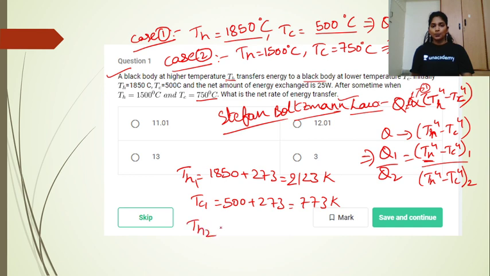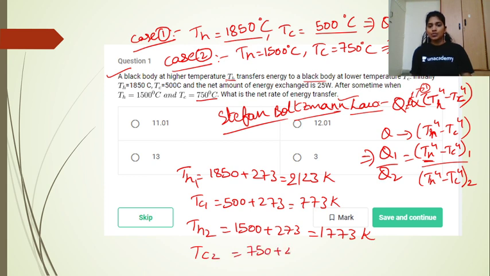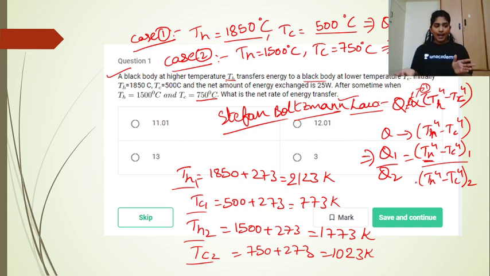Similarly, TH2 is equal to 1500 plus 273. You will be getting 1773 Kelvin. And TC2 is equal to 750 plus 273. You'll be getting 1023 Kelvin. Okay. So these are TH1, TC1, TH2, TC2. So we have all the data on the right hand side.